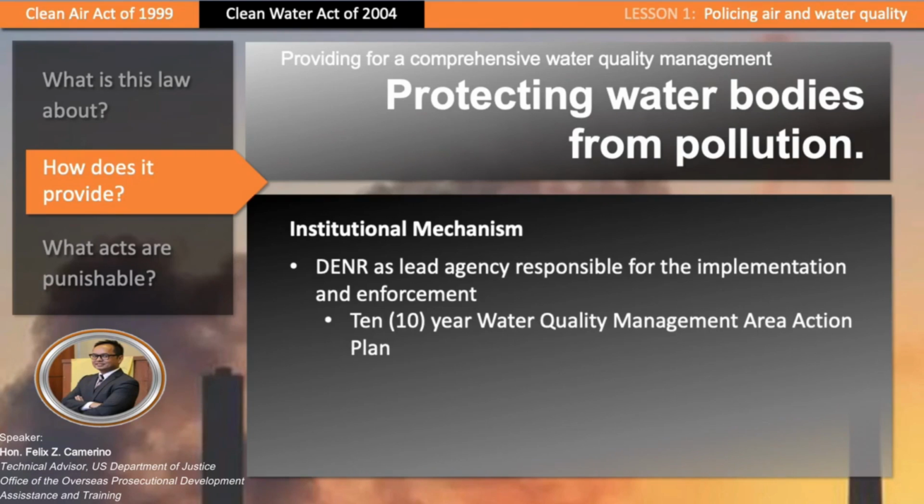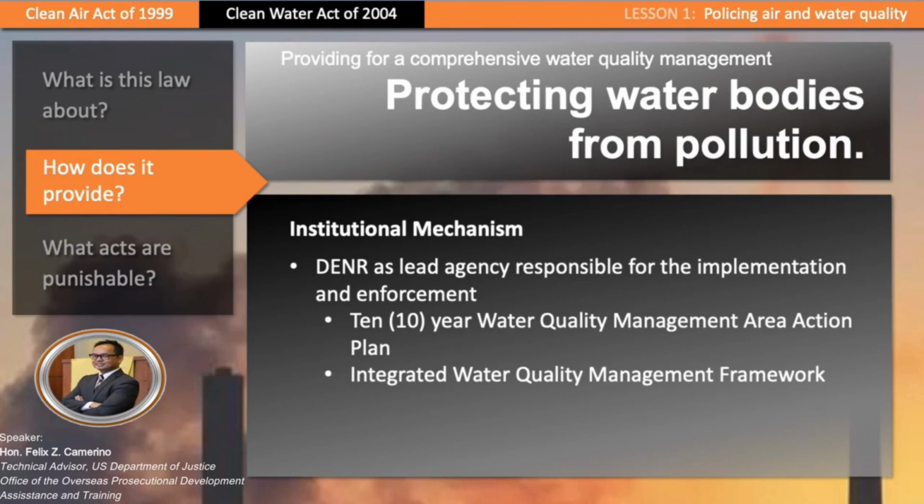But of course, it doesn't do it on its own. This action plan is something that comes as an output of, or is based on, the integrated water quality management framework. Okay, again, this is the same thing that exists in the Clean Air Act, and it's no different here in the Clean Water Act. It's something that is created and provides the basis for the 10-year action plan.